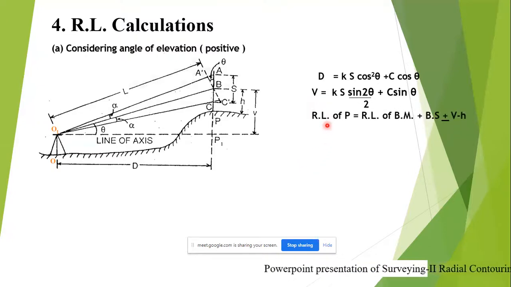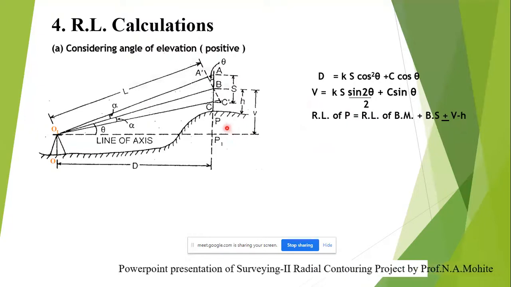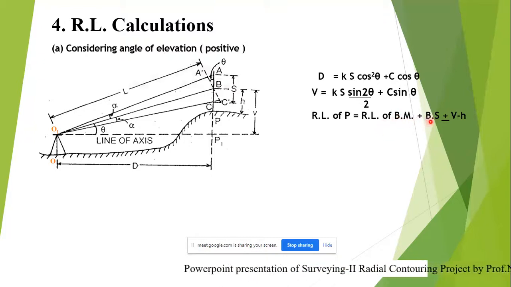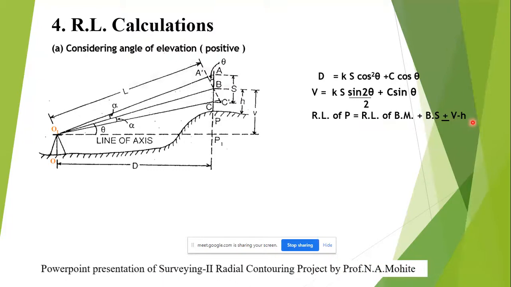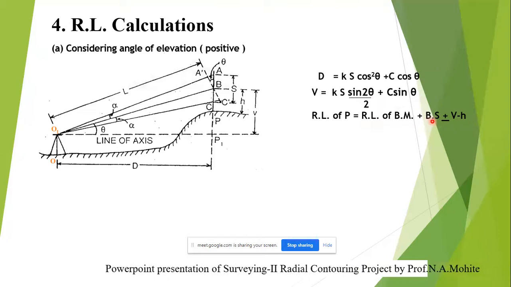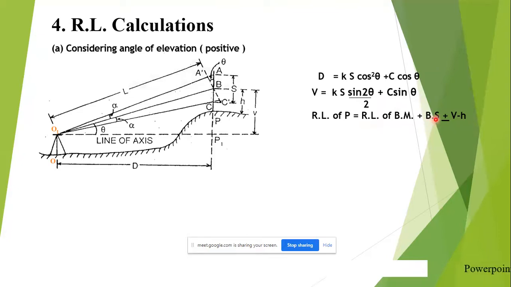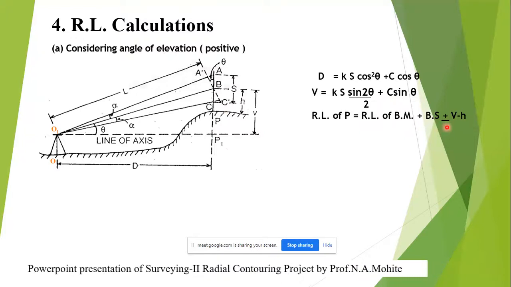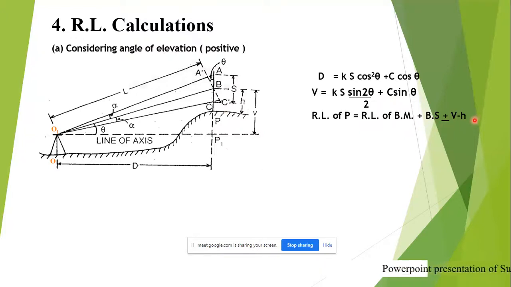Then we calculate the RL of that position. Suppose P is my point on the ground. We take the RL of the benchmark plus the backsight, plus or minus V, minus H. The RL of benchmark plus BS is nothing but the HI, the height of the instrument, which gives the RL up to the center crosshair reading. The plus sign is used when the staff is at elevation, and the minus sign is used when the staff is at depression, and minus H, where H is the central crosshair reading.